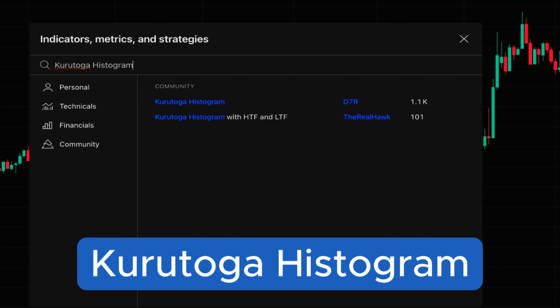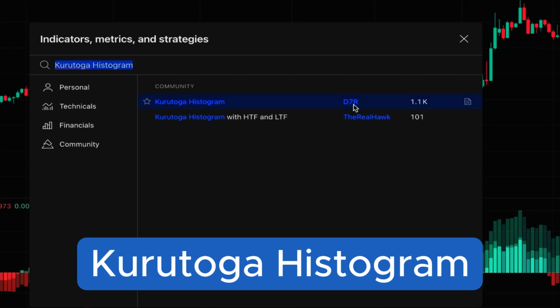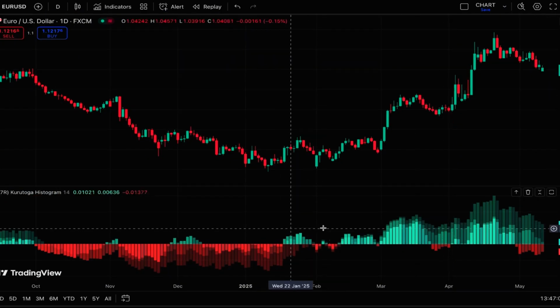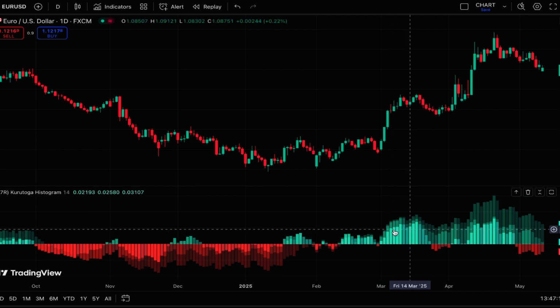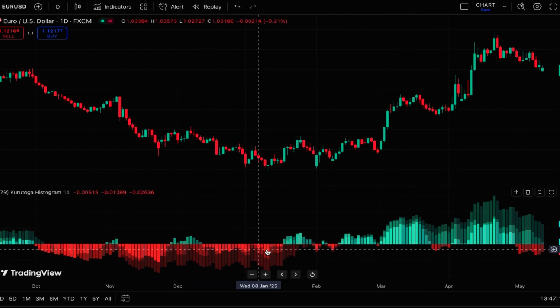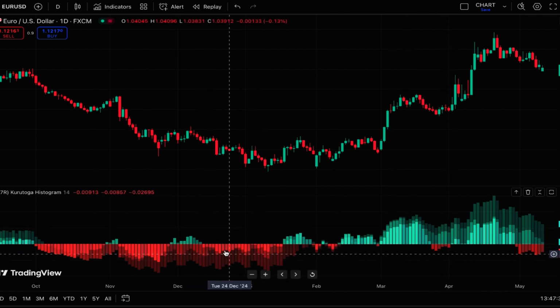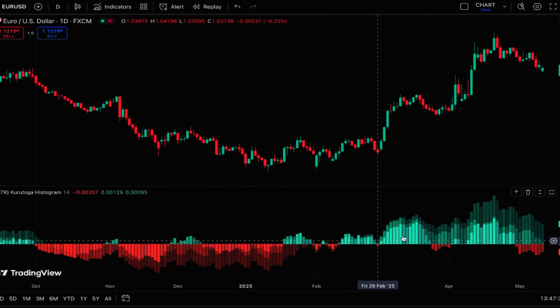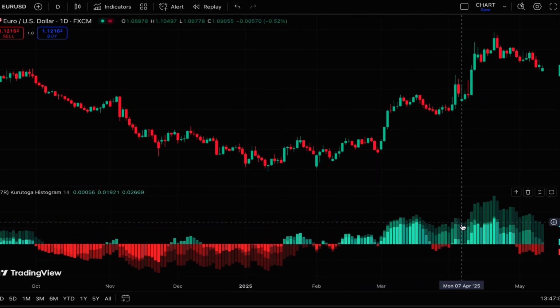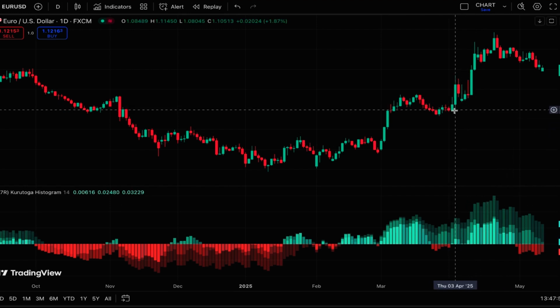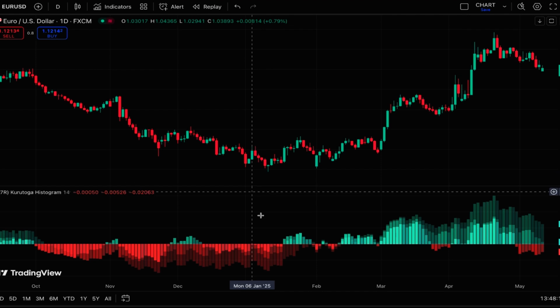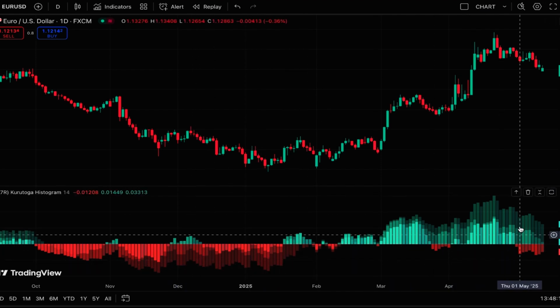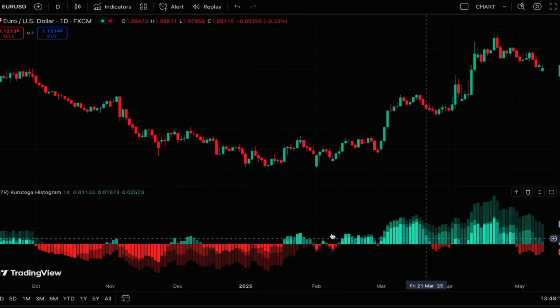Alright, the next indicator is the Kurotoga histogram, this one, which is written by someone named D7R. Alright, this is the indicator, and as you can see, it's added here below the chart. We have a histogram with green bars above the center line and red bars below the center line. In times that we have bars only on one side, it means that the price is trending in that direction. For example, when we have only green bars, it means that the price is trending up, and when we have only red bars, it means that the price is trending down. But in times that we have both green and red bars at the same time, it means that the price is moving flat in that period.